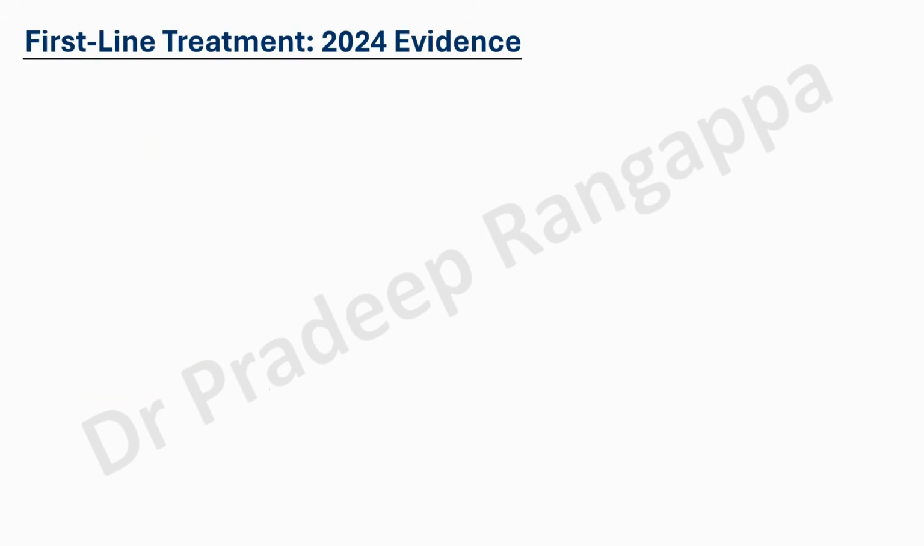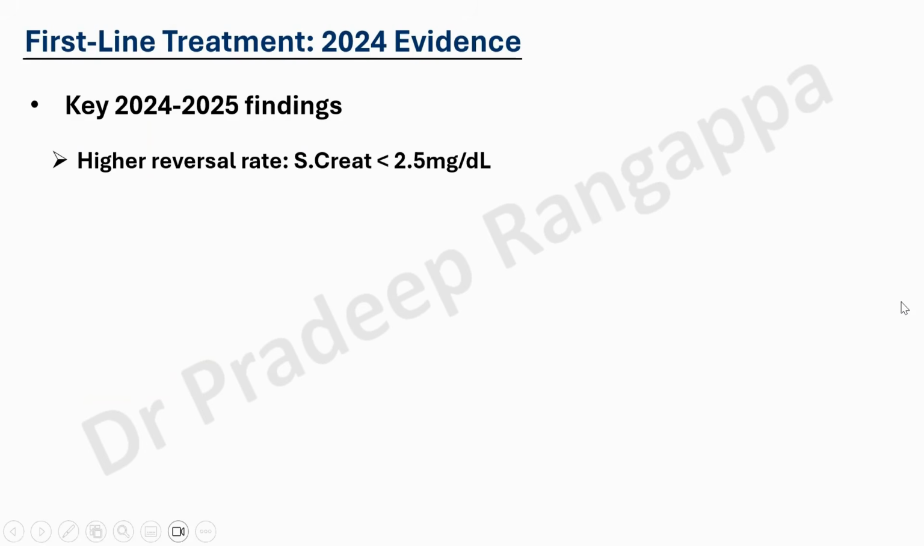So now, what is the first line treatment? As we mentioned, the key finding is that the sooner you start, the better the outcome. A higher reversal rate was shown, especially if you start the treatment early. When is it early? Not allowing creatinine to go more than 2.5. The reversal rates were much better, and it was found to be cost effective if the treatment is started early.